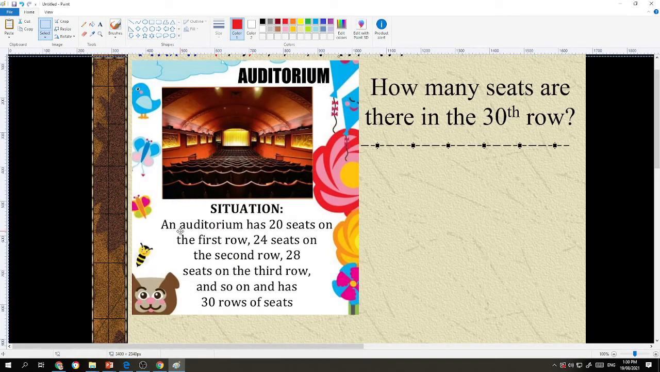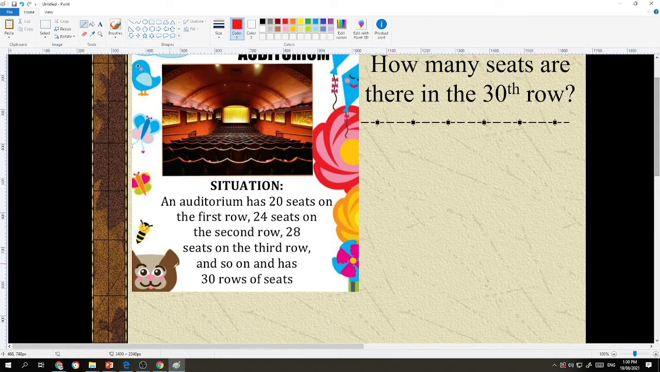A situation. An auditorium has 20 seats on the first row. Let me write that down kay para makakita ta sa sequence. Ang first, let me scroll this down. Okay. Ang first kay naa koy 20 seats. Ang sunod, 24 seats. Ang sunod nga row, 28 seats. So, nakabaw na mo sa pattern. Ang question, how many seats are there in the 30th row?